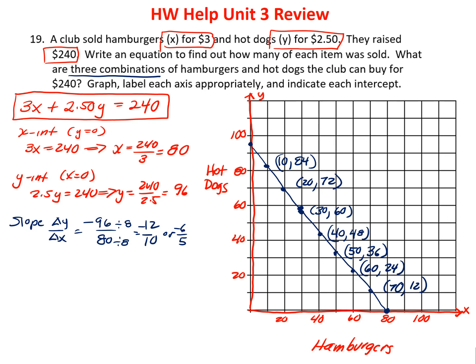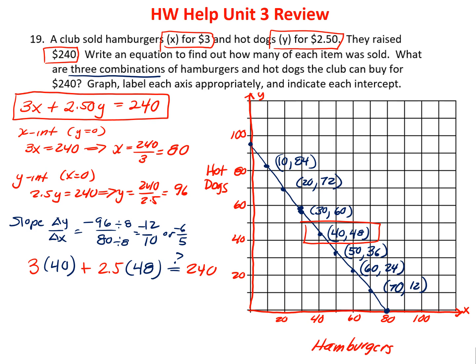For example, let me just pick a point. I'm going to pick this point here and say, I think that's a point. Well, let's figure it out. Let's take my equation and we'll put in here, okay, 3 times, what's the x? I have an x of 40 plus 2.5 times my y is 48. And let's see, does that actually equal 240? If it doesn't, then that's not a point. But if it does, then I know that's a good point.